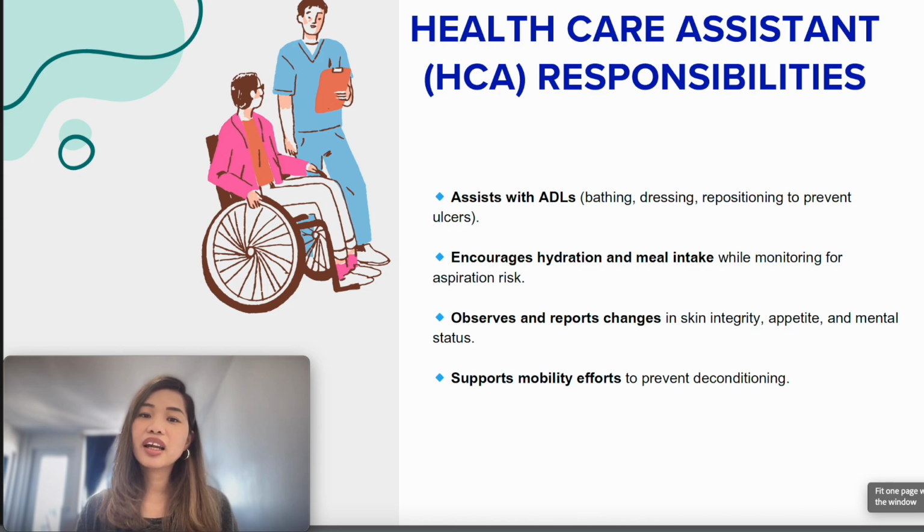Let's move on to the healthcare assistant responsibilities, or the HCA. So in this case scenario, your main responsibility as a HCA will be assisting with the ADLs.